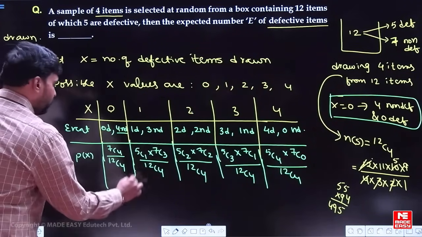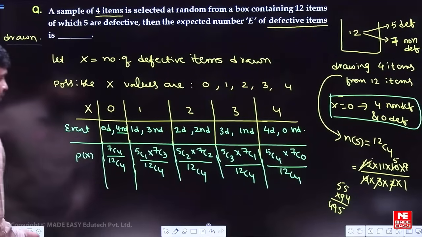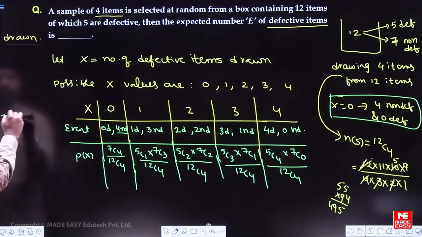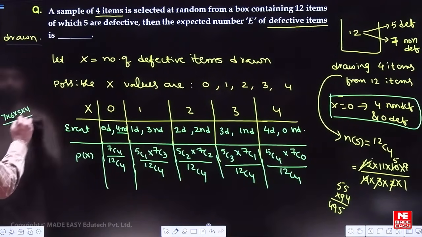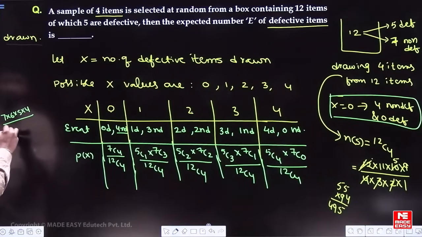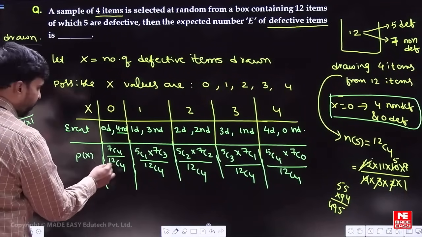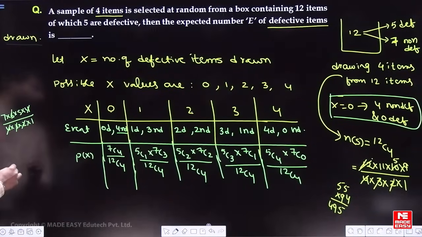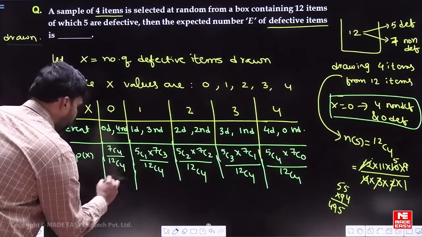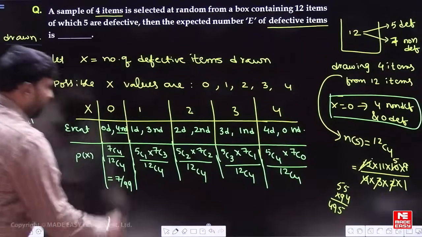So if you simplify these numbers, what do you get here? 7C4 क्या होता है बेटा? 7 into 6 into 5 into 4 by 4, 3, 2, 1 here, right? So 6, 4 gets cancelled, 24 gets cancelled, it becomes 35 here. So it will be 35 divided by 99 into 5. So that is 7 by 99. You are getting this as equal to 7 by 99, you get it.